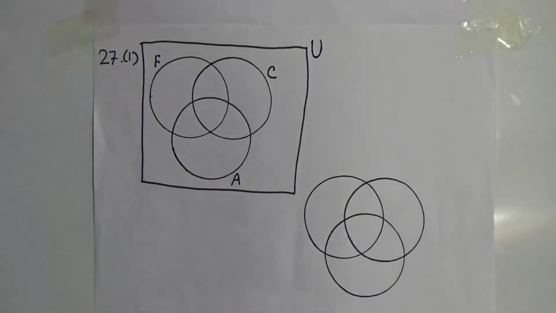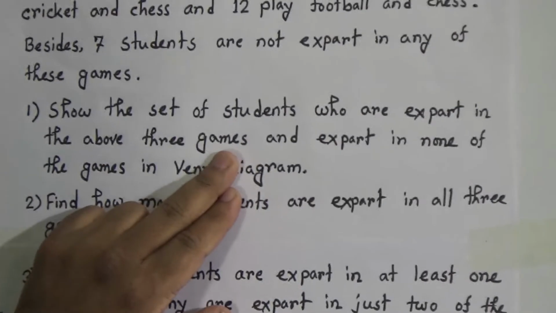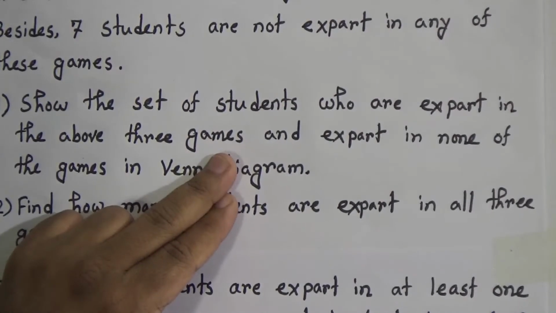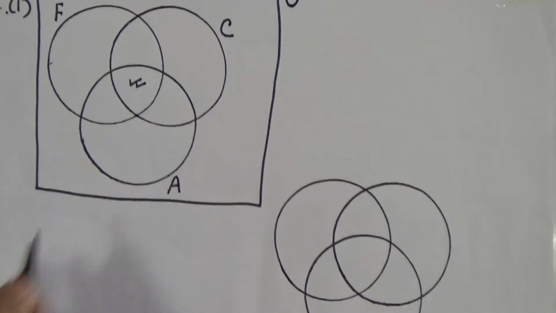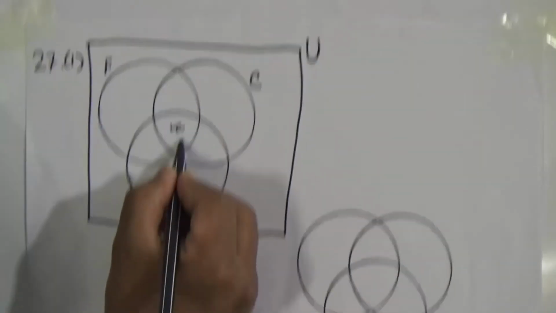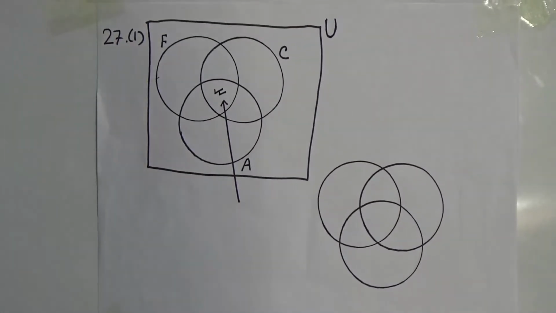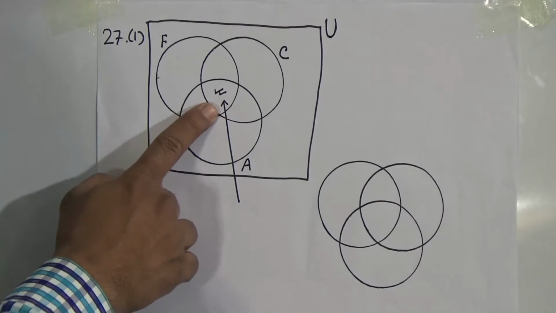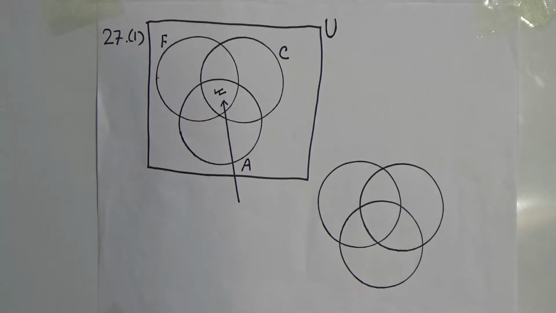Now my dear students, we need to identify in this Venn diagram who are expert in the above 3 games. That means all the 3 games, which students are expert. Now look, this is the part. This is the part, my dear students. In this part 3 games are indicated. So this part we can indicate with an arrow sign. We can call the arrow marked region the number of students expert in all 3 games in this Venn diagram.